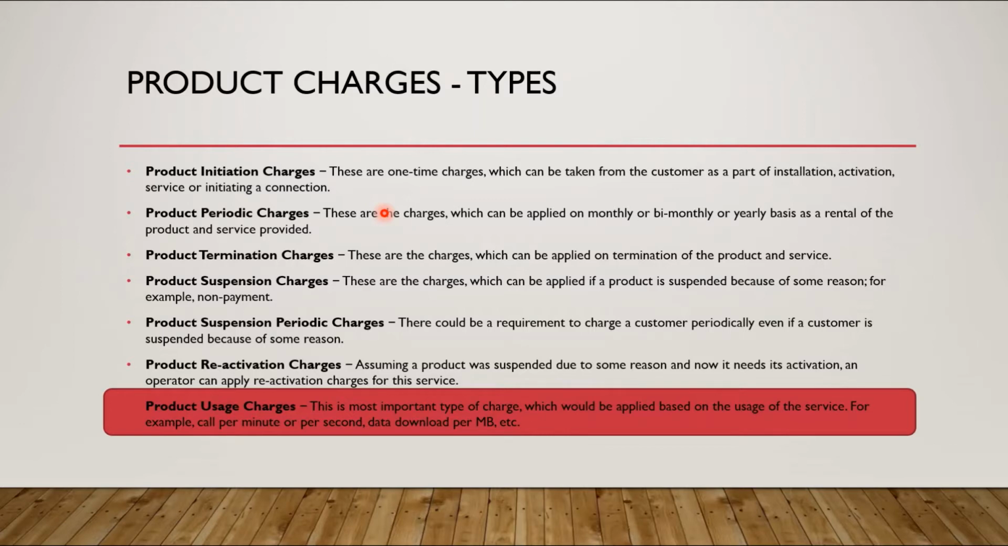Product periodic charges are the charges which are bound to your monthly subscriptions, and you have to pay monthly for it. If you don't pay, the operator might disconnect your service also. Then there is a product termination charge. You will not see such charges nowadays, but it is a provision in our charging and billing system that we can charge a subscriber if we want. Like if they're terminating the service, we can charge some minimal fees.